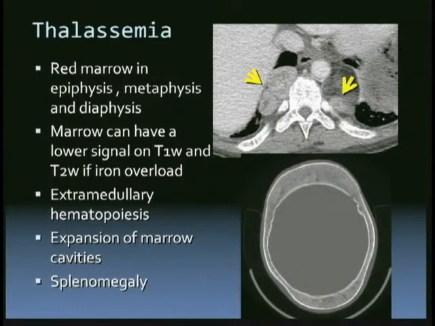This is another patient who, because of the increased demand for hematopoiesis, had paraspinal masses, which turned out to be extramedullary hematopoiesis. They can also have expansion of marrow cavities, such as seen in the skull, because of an increased demand.